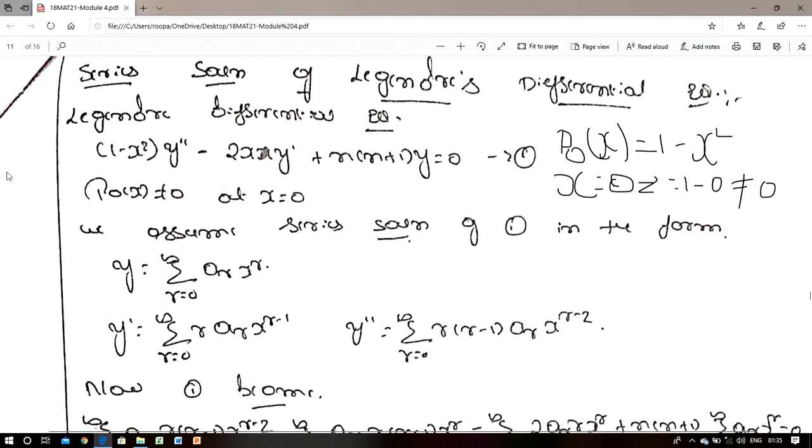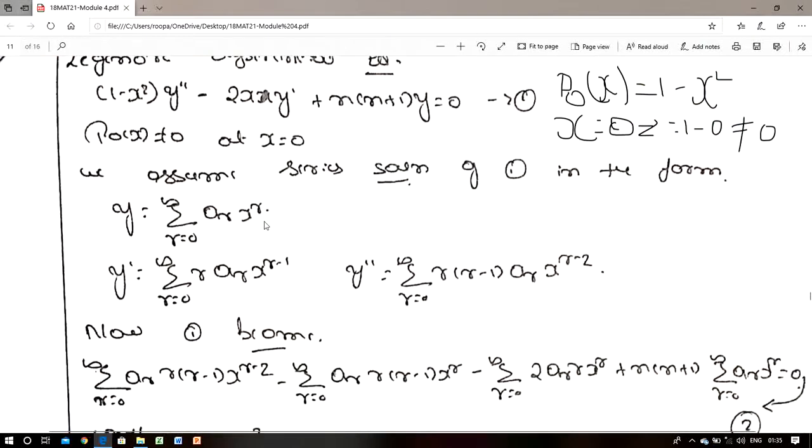Then here we use the power series method. According to the power series method, we assume the solution of the differential equation is y is equal to summation r is equal to 0 to infinity a_r x to the power of r. Since y double dash and y dash are in this equation, first we have to find y dash and y double dash.